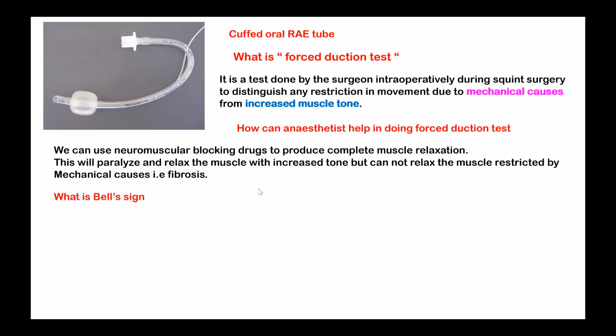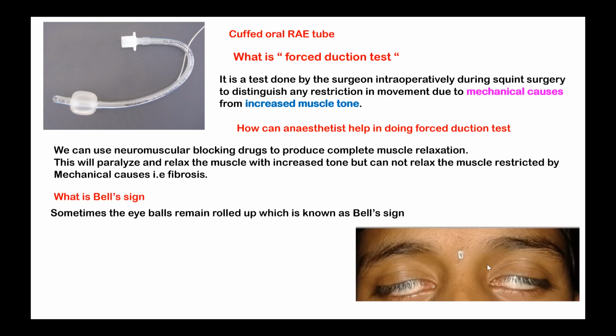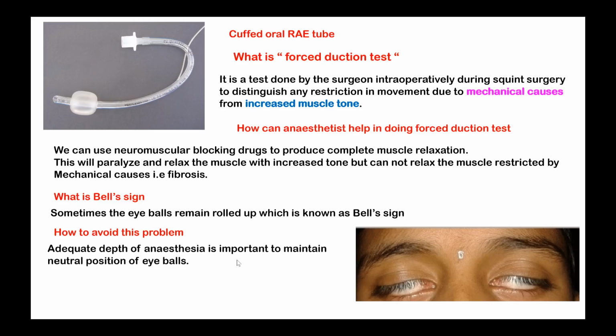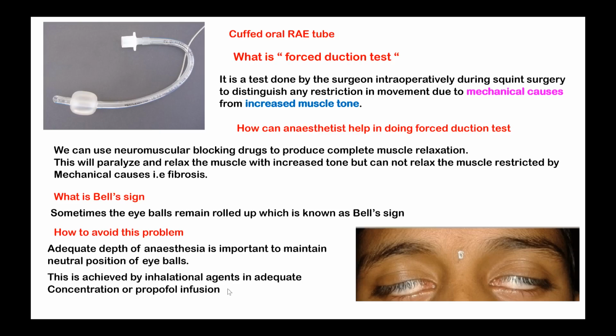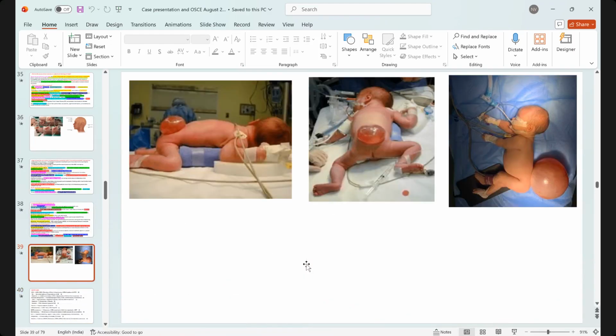What is Bell's sign? Upward rolling of the eyeballs. Sometimes the eyeball remains rolled up, known as Bell's sign. So this is the problem with it. How to avoid this problem? It happens in lighter planes of anesthesia, so adequate depth of anesthesia is important. It is achieved by inhalation agent in adequate concentration or propofol infusion, that will be very good. So that is all.